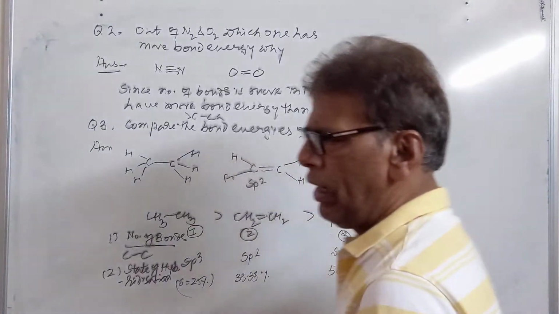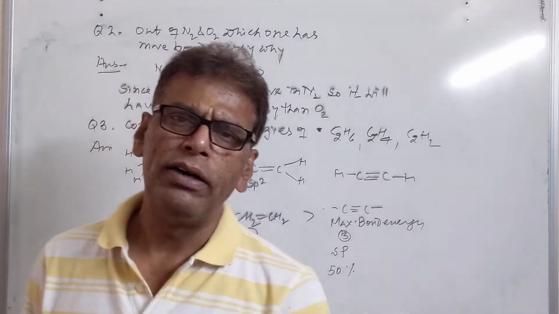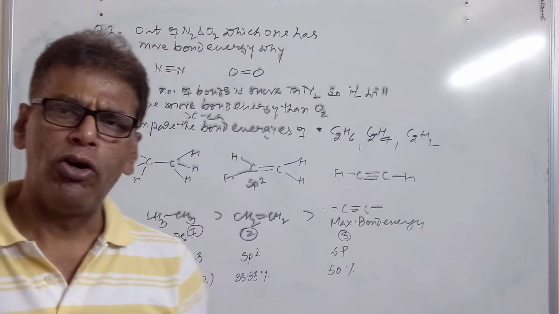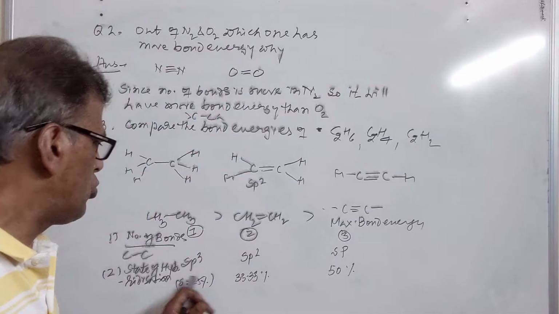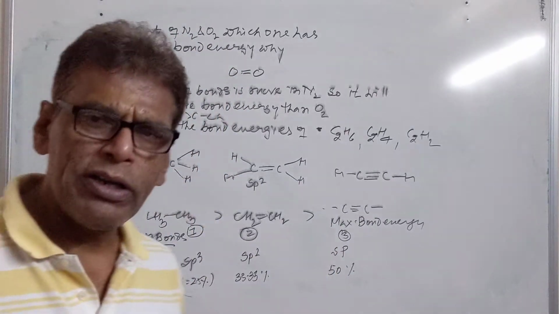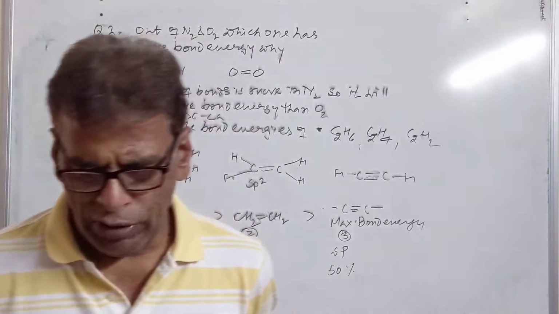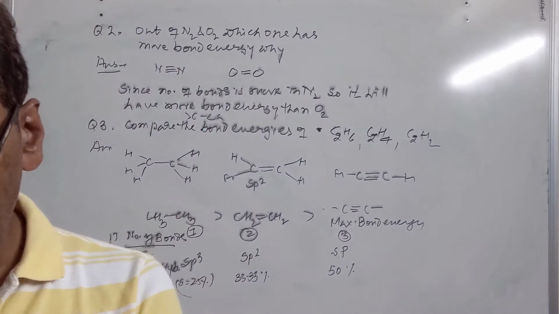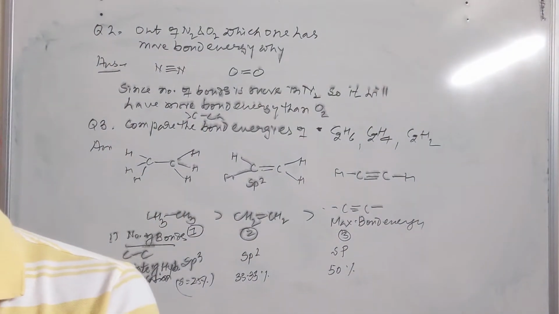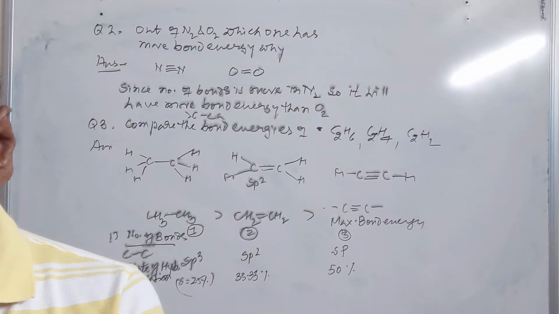So when a hybridized carbon has more s character, its hold on the shared electrons will be more, therefore the bond energy of such a system will be more. So these two factors support that the carbon-carbon bond energy of acetylene will be more than that of ethylene as well as that of ethane. So this was our third question regarding chemical bonding.